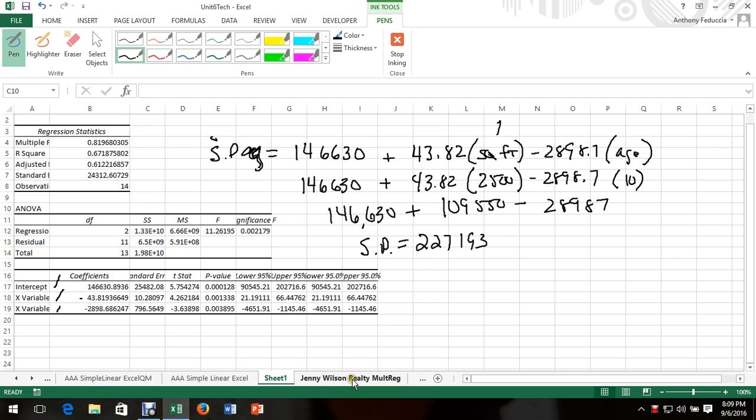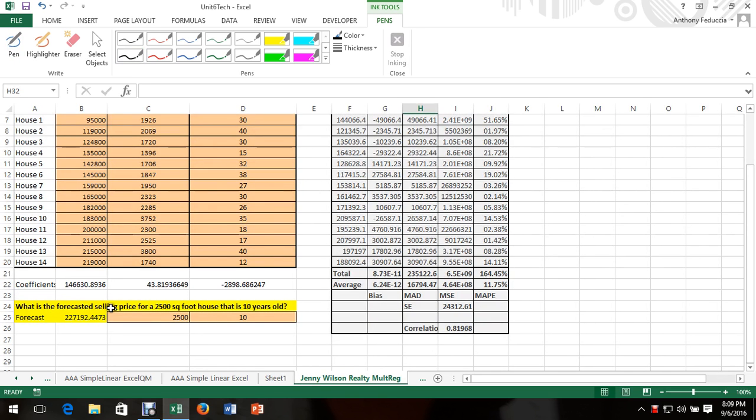227,193. So if we go back to the original, yeah, that's what they have right here. You notice 227,192.44, pretty close. So that is how you use multiple regression and Excel.